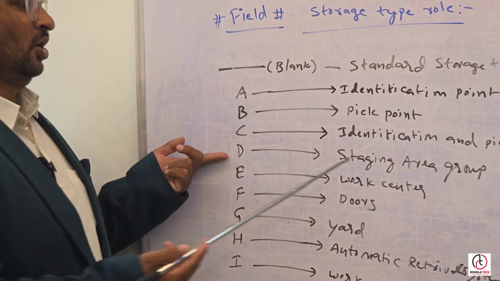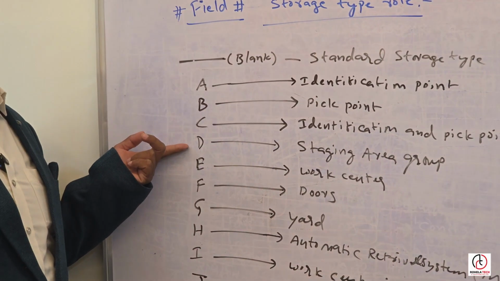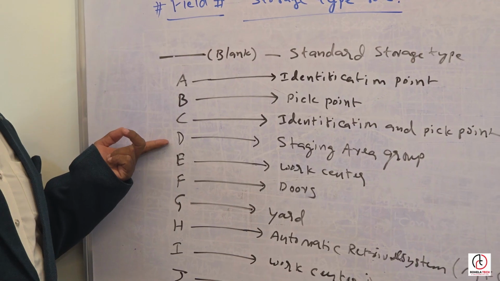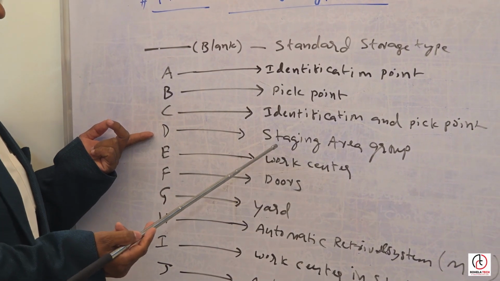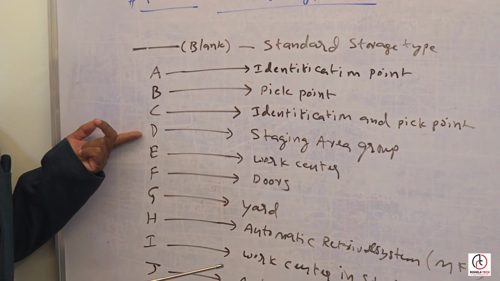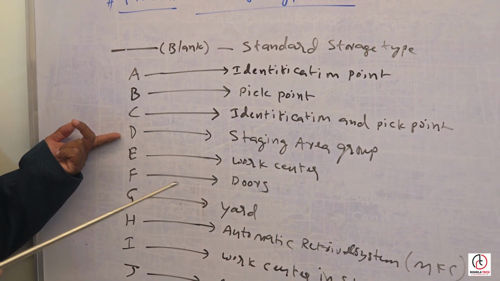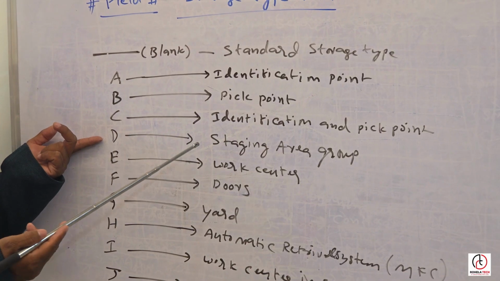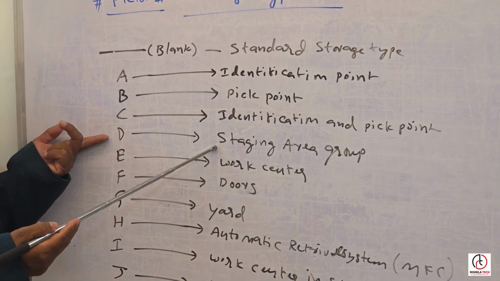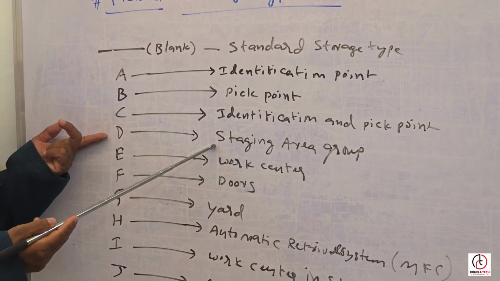This is used for loading and unloading purpose. In the inbound side, the moment we unload the stock from the vehicle, immediately we are going to put it in a staging area so that we can proceed for the next activities. In the outbound side, once we pick the material, all the handling units will go into the staging area for the loading purpose.